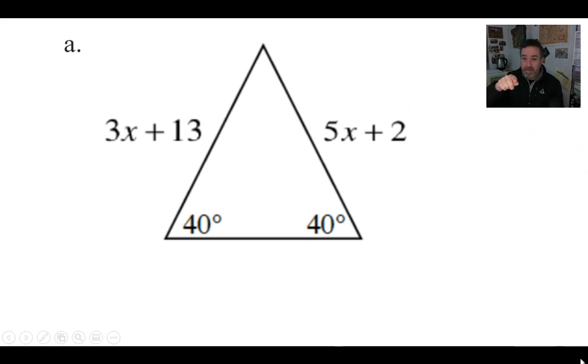Okay, so the solution to this one: because these two angles at the bottom are 40 degrees, it's the converse of the isosceles triangle theorem. If you have an isosceles triangle, the angles across from the congruent sides are equal, but the converse is that if you've got a triangle in which two of the angles are congruent, the sides across from those have to be congruent to each other also. So 3x plus 13 is the same as 5x plus 2, and x should be 5.5. Let's go to the next one.